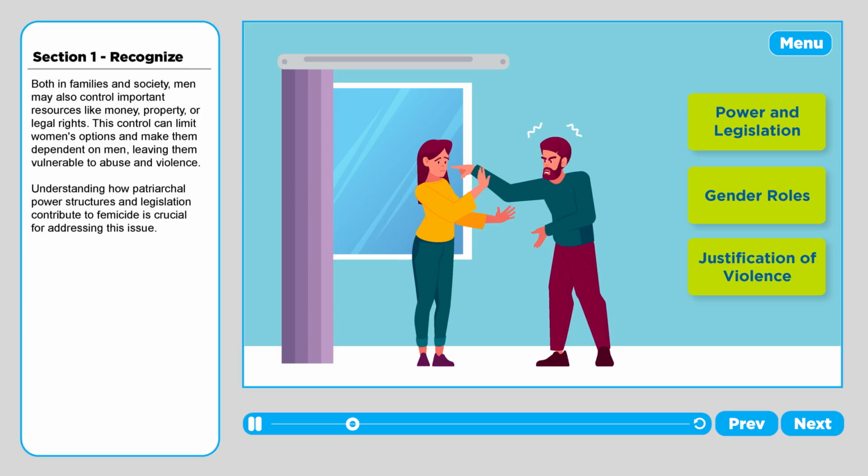Both in families and society, men may also control important resources like money, property, or legal rights. This control can limit women's options and make them dependent on men, leaving them vulnerable to abuse and violence. Understanding how patriarchal power structures and legislation contribute to femicide is crucial for addressing this issue.